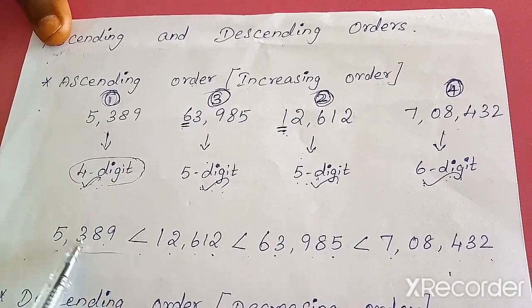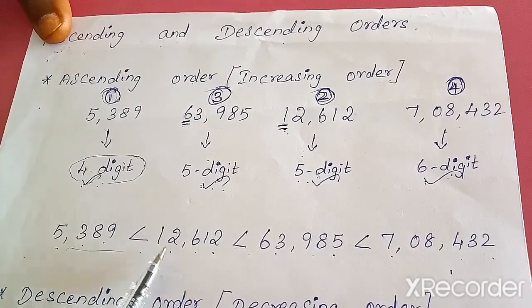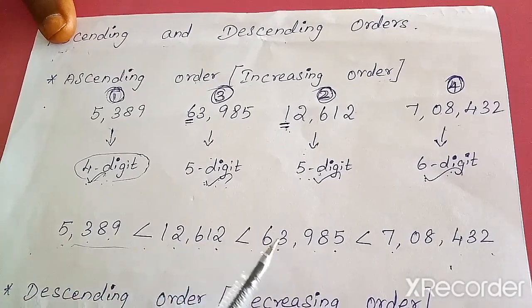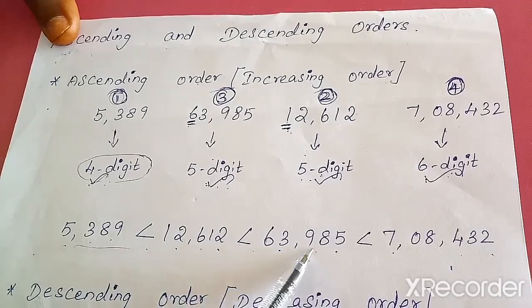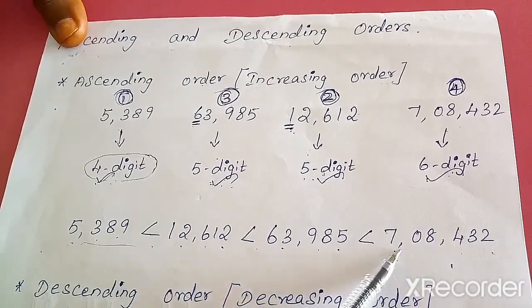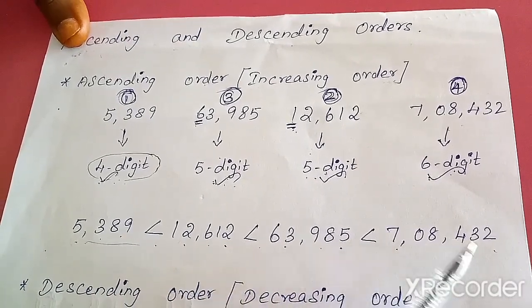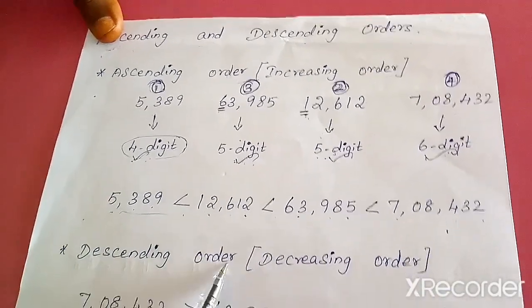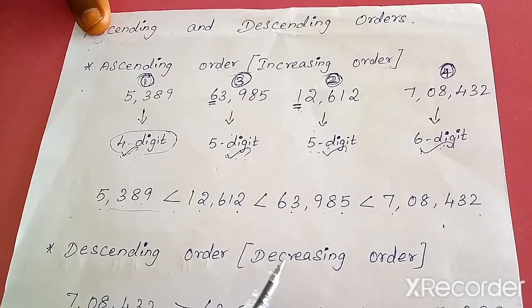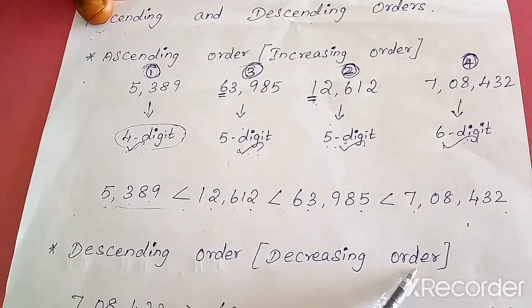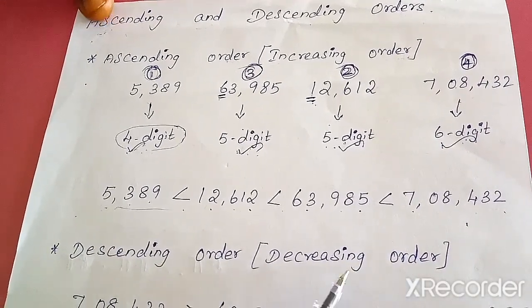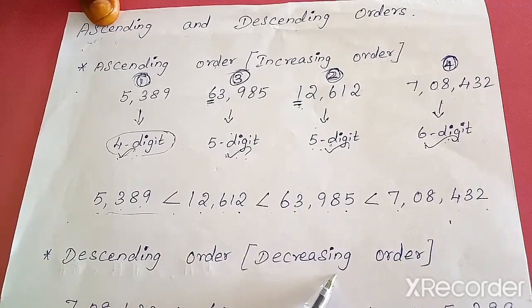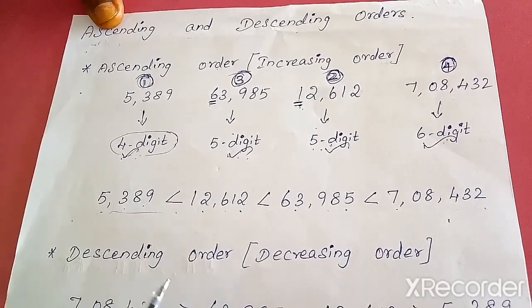So 5,389 comes first, second 12,612 and third is 63,985 and the last number is 7,08,432. Now let us see what is descending order. Descending order is just the same as decreasing order. Decreasing order means here we arrange numbers from bigger value to smaller value.